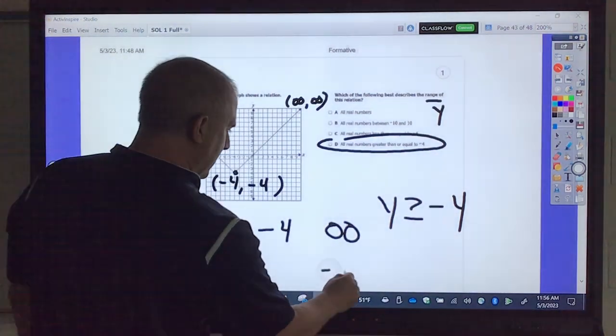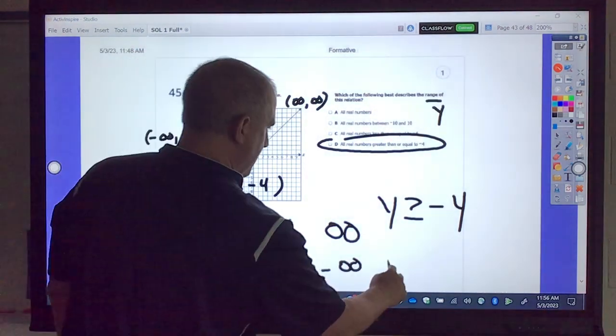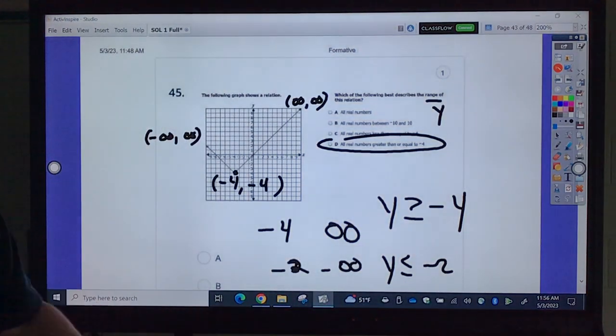If I have negative infinity, let's say it was something like this with -2, then that would be Y is less than or equal to -2. Just so for future examples.